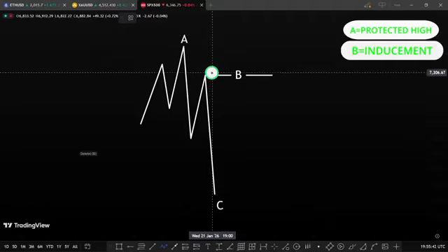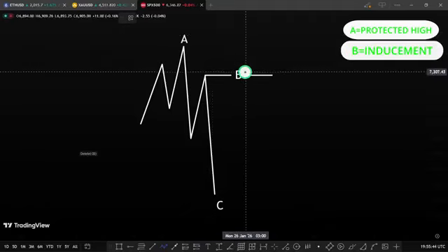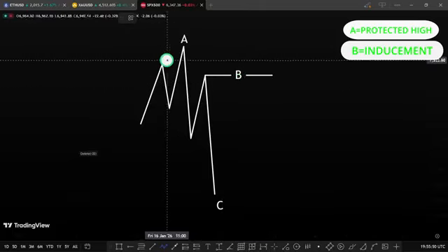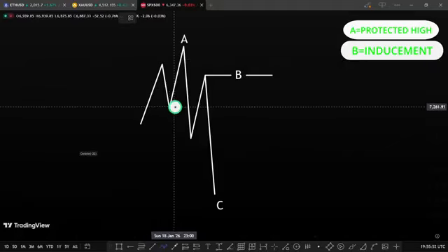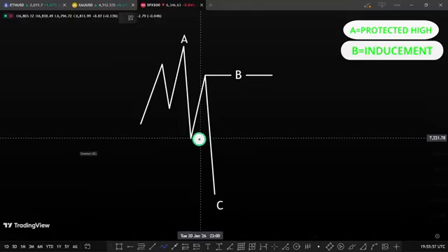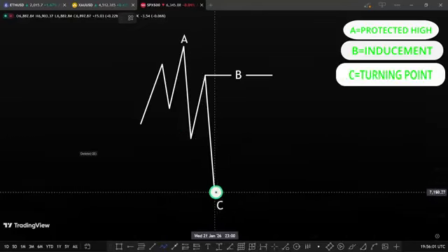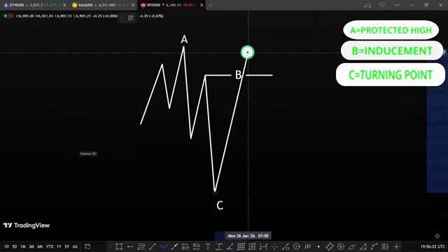And this is our B level, that is the structural liquidity or inducement, the area where the uninformed traders put their latent or stop orders. And here is our previous high, which was taken out. And this is our previous low where price made the first break of structure. This is our second break of structure. C is the turning point. So here too, we expect price to come and take out the B level and continue with the downtrend.